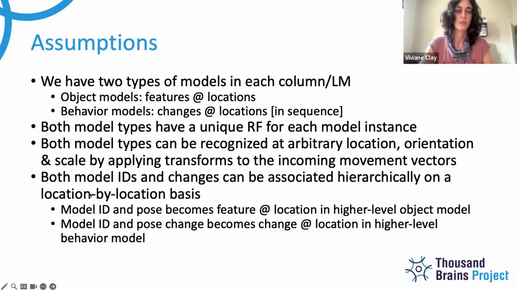And then both model IDs and changes of those IDs can be associated hierarchically on a location by location basis. So the model ID and pose can become a feature at a location in the higher level object model, like the logo can become a feature on the cup. And then also model ID and pose changes can become a change at a location in a higher level behavior model.